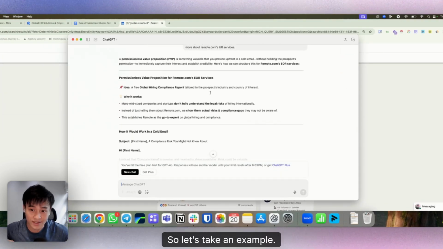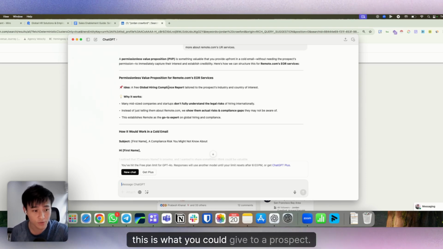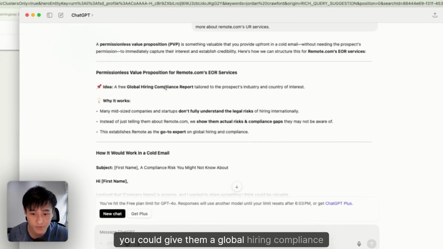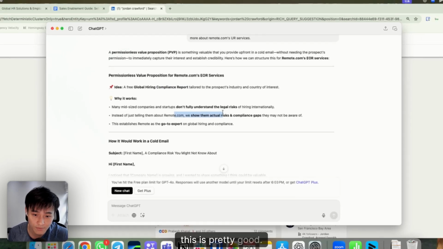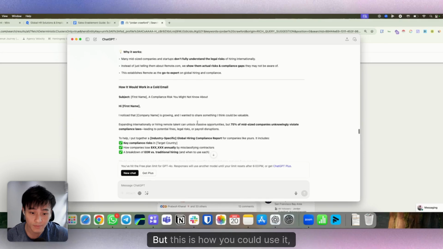So let's take an example. If today you are a remote.com sales rep, this is what you could give to a prospect. Number one, you could give them a global hiring compliance report. Sure, this is pretty good. You show them actual risk and compliance, but it may be too big. Okay, but this is how you could use it.